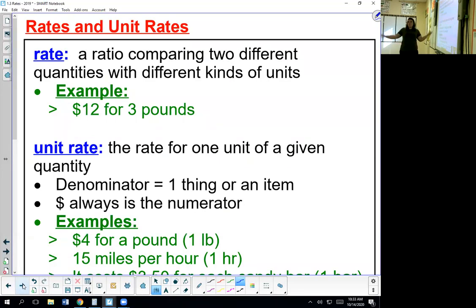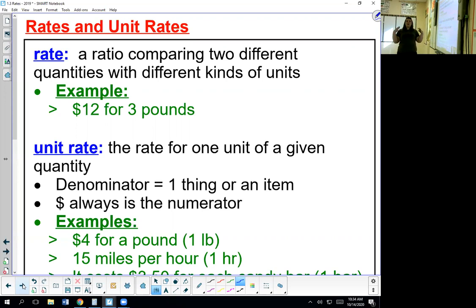A rate is taking a ratio that's comparing 2 different things, different kinds of units, but when you do a unit rate, we're finding what it is for one of them. So a unit rate is the rate for 1 unit of a given quantity. So here's the difference. A rate is where I'm comparing 2 different things, so $2 for 3 pounds. Whereas a unit rate is where I'm trying to figure out how many dollars it is for 1 pound, where your denominator is talking about one thing or one item.